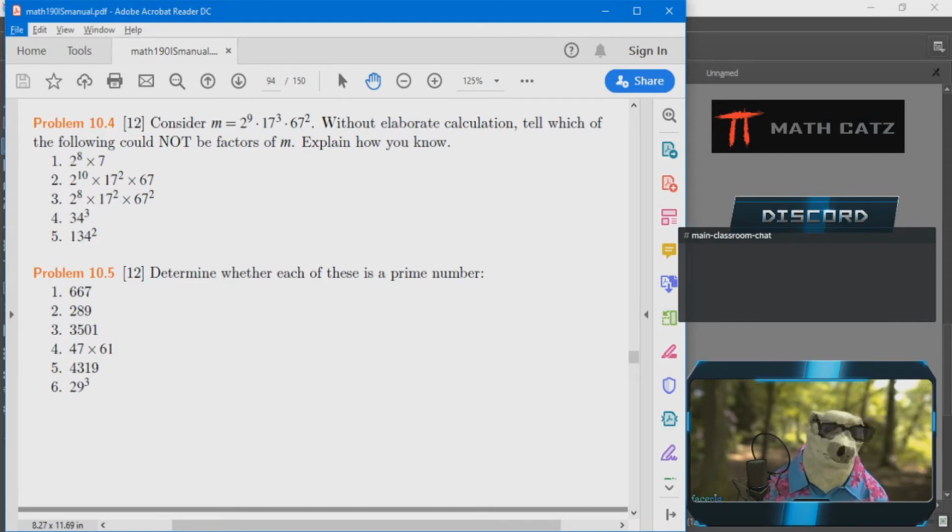Yeah, for like 10.4, I felt like I understood the first three, but then once it got to the 34 and 3, I was sort of confused on what to do. Right, now it makes more sense.